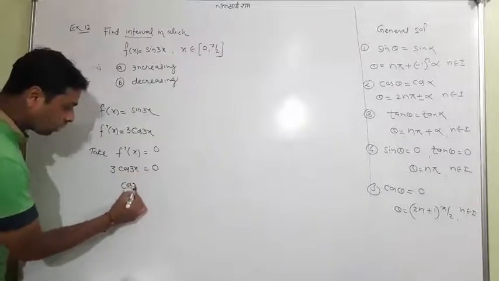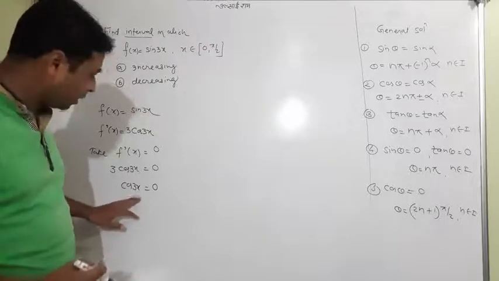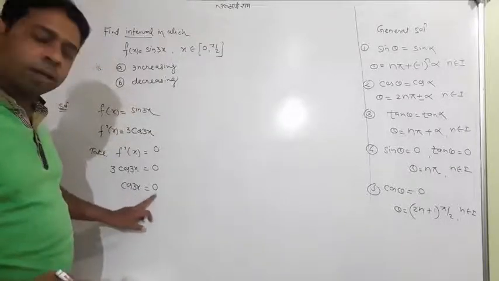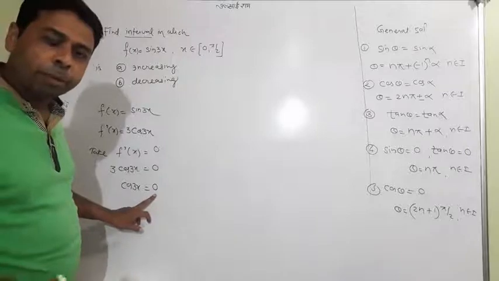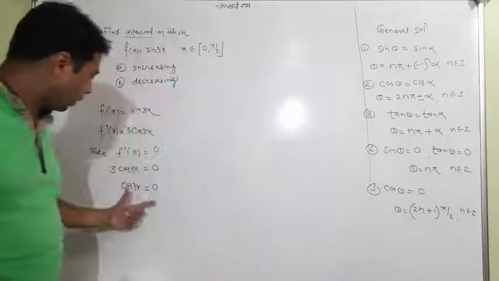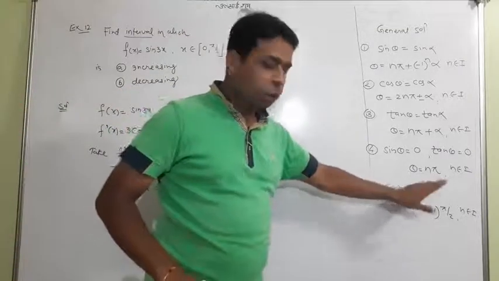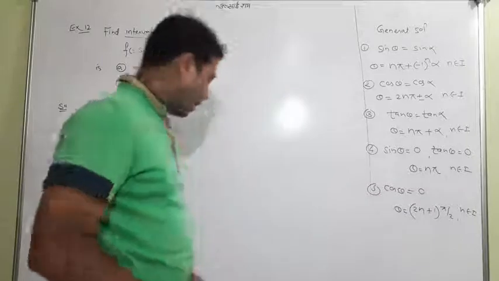So cos of 3x is equal to 0. One cannot write only 3x is equal to pi by 2 or something. No, we have to compare this particular with this one. Cos 3x is equal to 0, cos theta is equal to 0. You have to use this one, and then after we'll think.